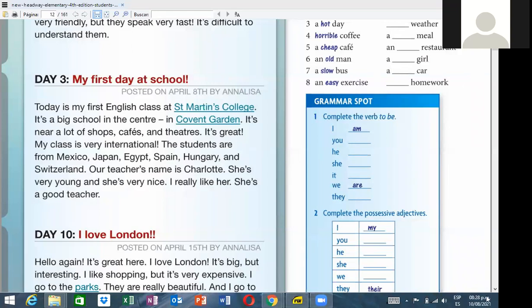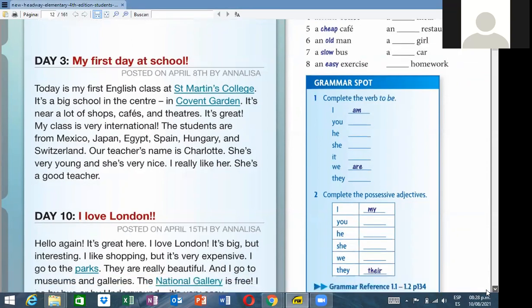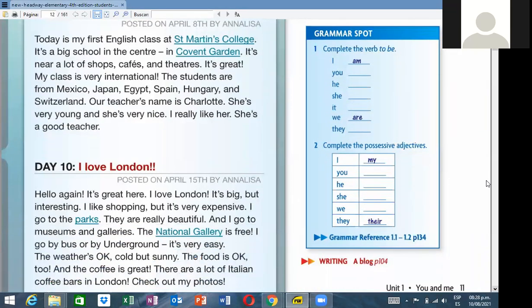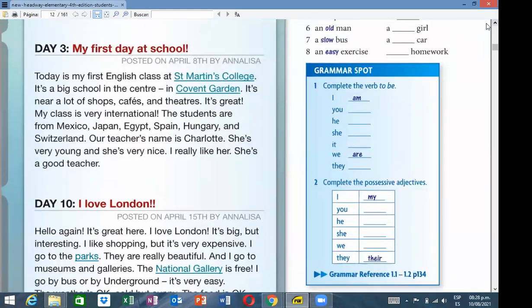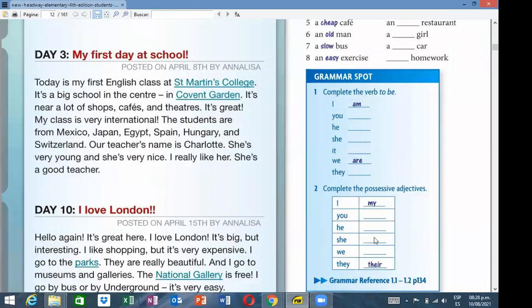Okay, please. Now let's continue with the next part. Please focus on that part. Grammar spot. Pay attention, everybody. Let's remember. Okay, exercise 1. Complete the verb to be. Please, everybody, tell me. For example, we have the first subject here. I, the correct verb to be is the next. You. Come on. What do we need? You are. The next. He. He is. Okay, let's remember.